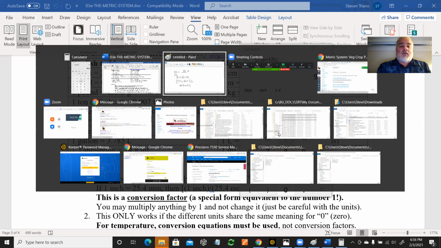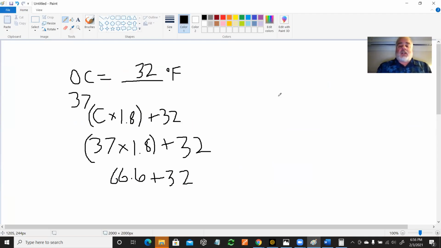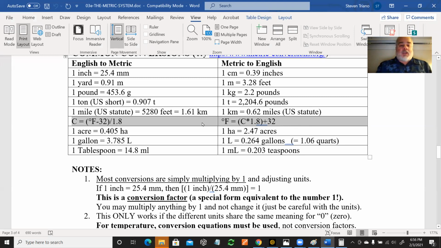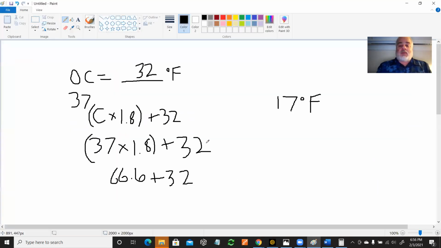An example of where you might have to pay attention a little more is, let's say I do 17 degrees Fahrenheit. What is that in centigrade? Well, I'm looking for centigrade, so I need degrees Fahrenheit minus 32, divided by 1.8. So there's my equation.